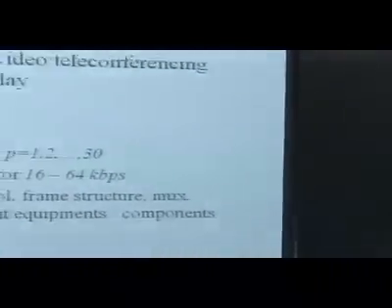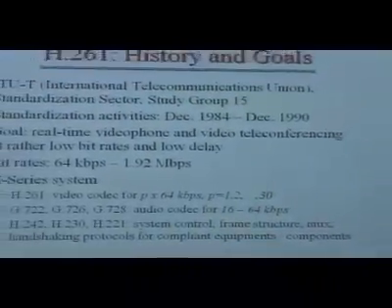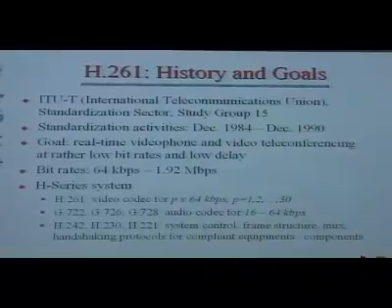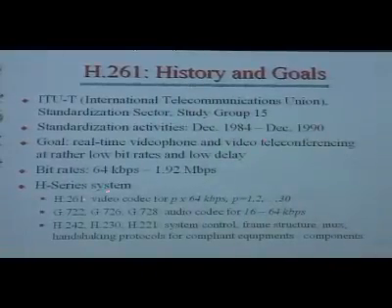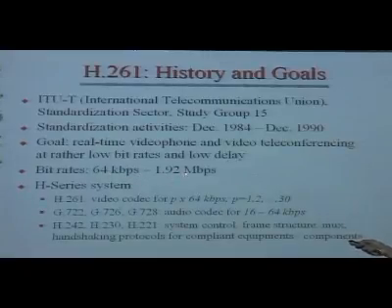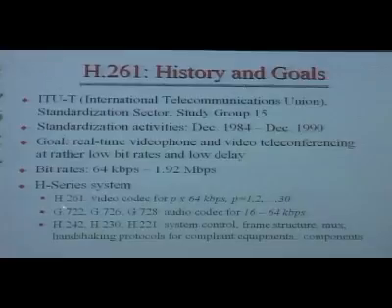Now, let's take a look at H.261, and I spend most time here because it's the first video coding standard, and a lot of the other ones are just improvements over H.261. Okay? It is designed for bit rates from around 64 kilobits per second up to 1.92 megabits per second, and it is actually an entire series.